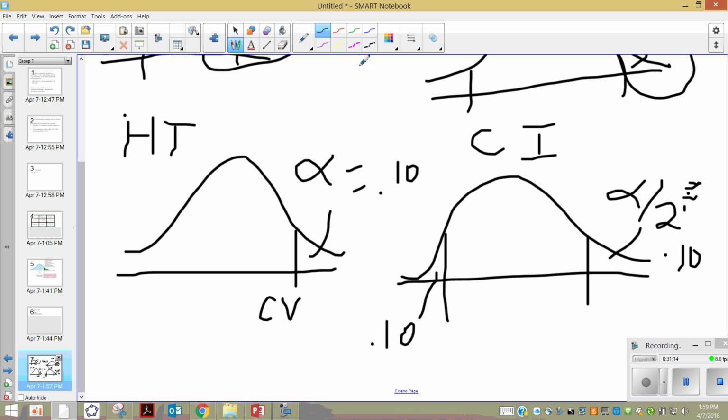Okay, so the key is that the alphas will be different, right? Because the alpha for this case would be the total of the two tails, which would be 0.20, where the alpha for the hypothesis test was just 0.10 and it was all on one side.